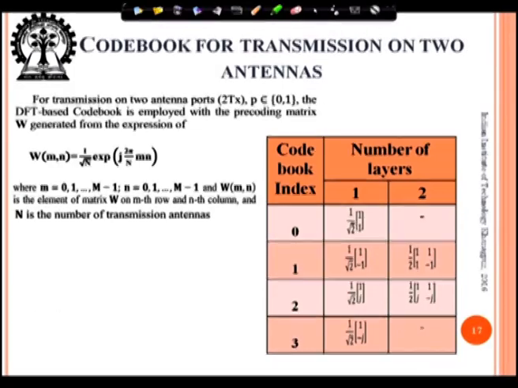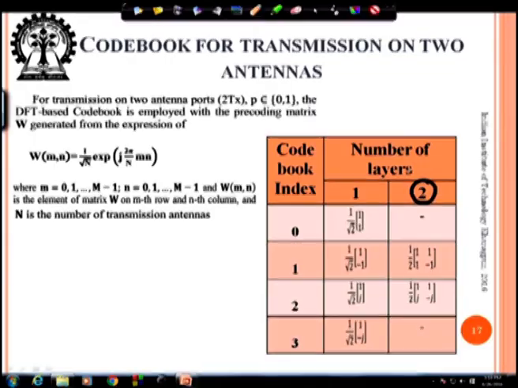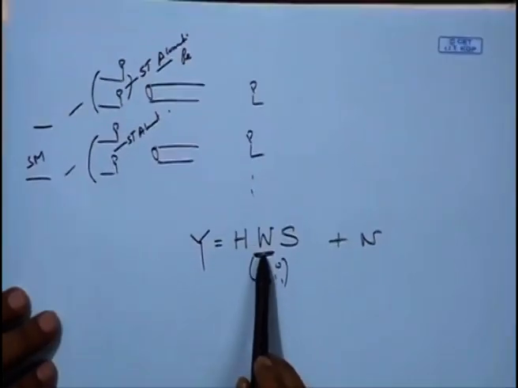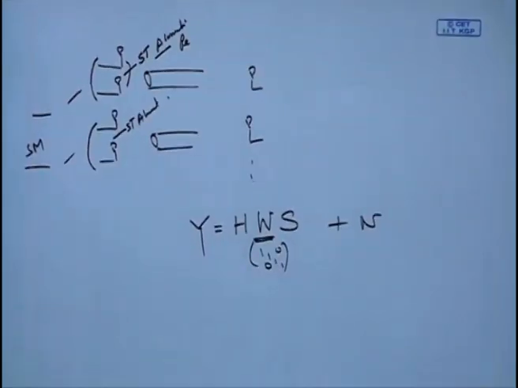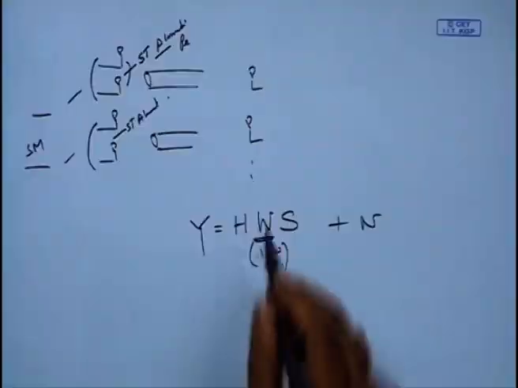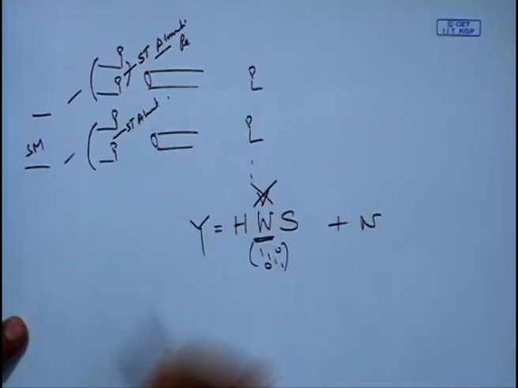In this particular example, we have 2 layers. That means 2 spatial streams or 2 data streams. So, here we can see it has 1 column and a second column, right. So, these predefined code books are used. So, what we are trying to say is that in this expression these W's are predefined. So, the job of the transmitter and the receiver is now to choose the best W. It does not have to use a V matrix over here.